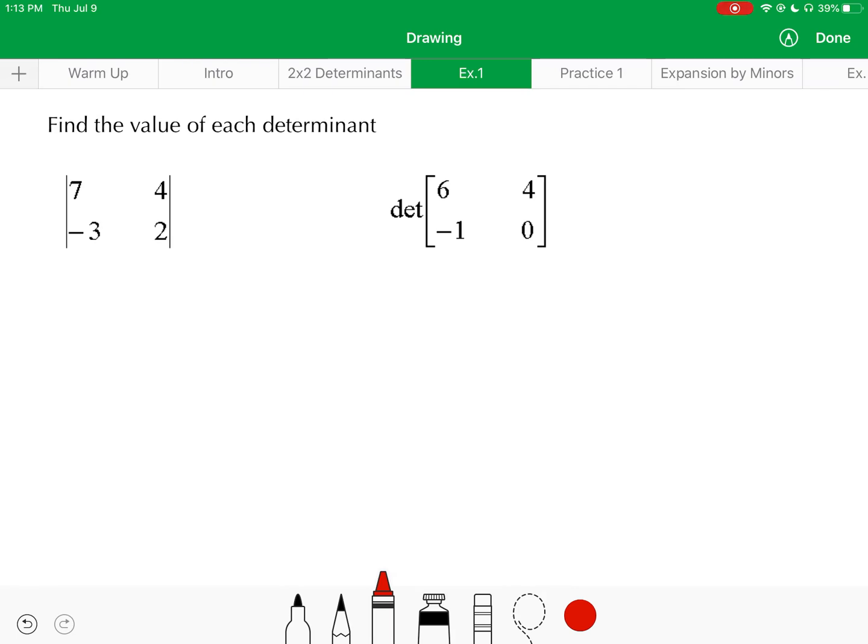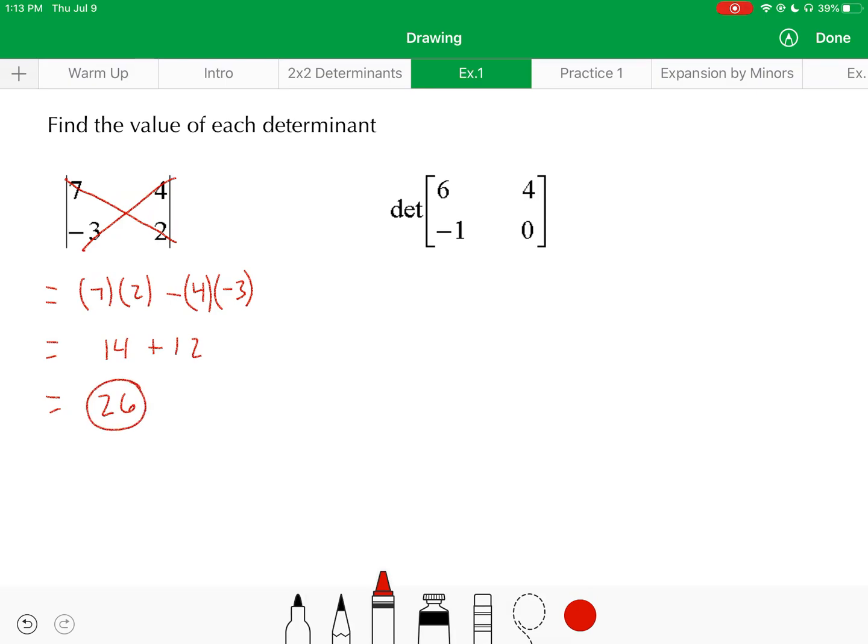All right, so a couple examples here. Notice over to the left here, the notation that I'm using, I have straight lines rather than brackets. So that's my indication I'm being asked to find the determinant for this particular matrix, okay? So I simply would find this product. I would take 7 and multiply it by 2, and then subtract this product, 4 multiplied by -3. It's going to give me 14 plus 12, which is, of course, 26 for my determinant.